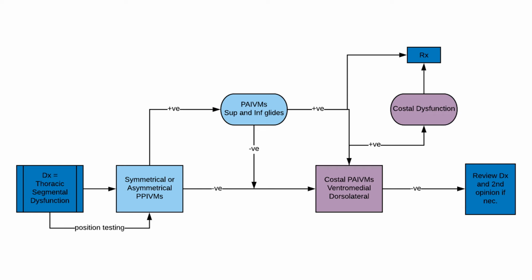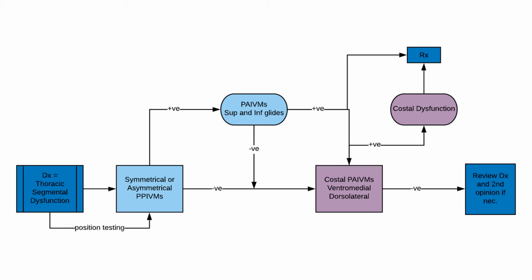Now, you have to use symmetrical testing when the PPIVMs are negative, because you have an asymmetrical dysfunction that is not going to be amenable to asymmetrical testing. So your PPIVMs won't work, but your combined PPIVMs will. You can go either way you want to.